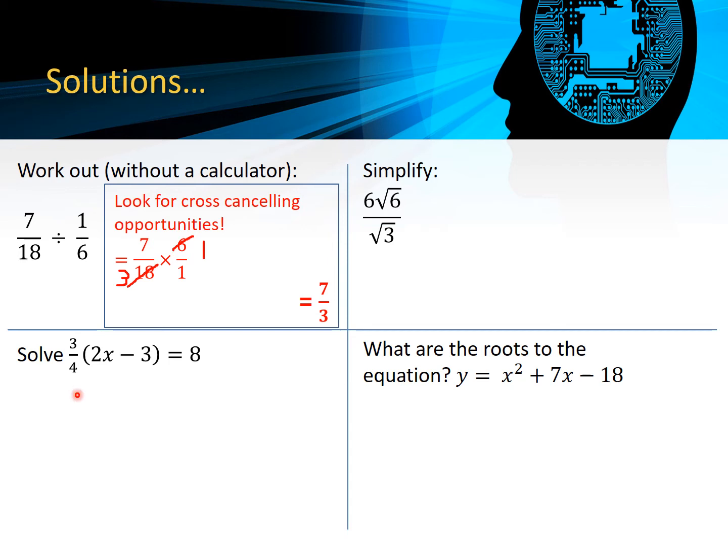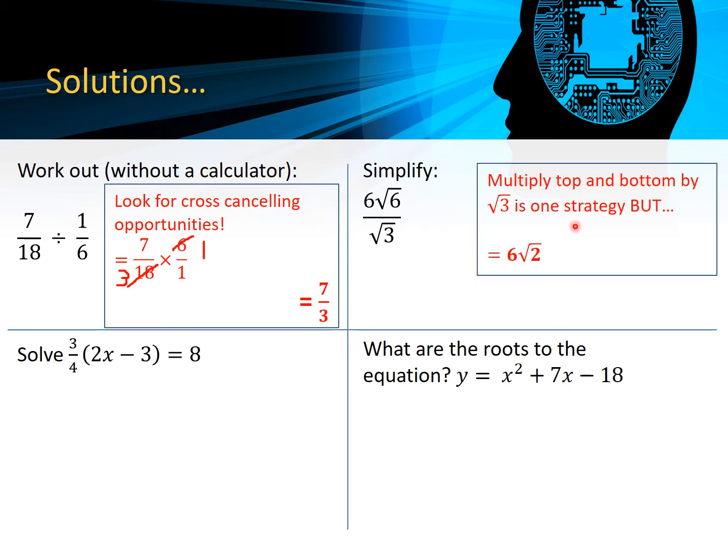Next, we are simplifying a surd. So multiplying top and bottom by root 3 is one strategy, but you might also remember from your surds knowledge that root 6 over root 3 is the same as the square root of 6 over 3, which is the same as square root of 2. So 6 root 2. Again, when we're doing these, if you've got a strategy that works, that's fine. If you want to then get a faster trick kind of strategy or a way to think about it in your head a little bit quicker, feel free to use my strategies too.